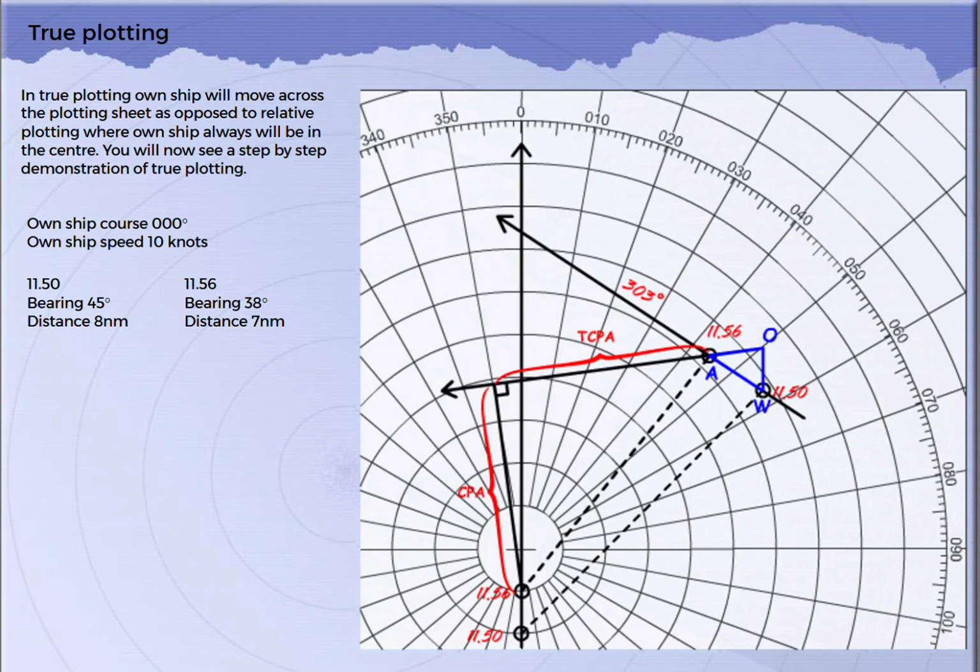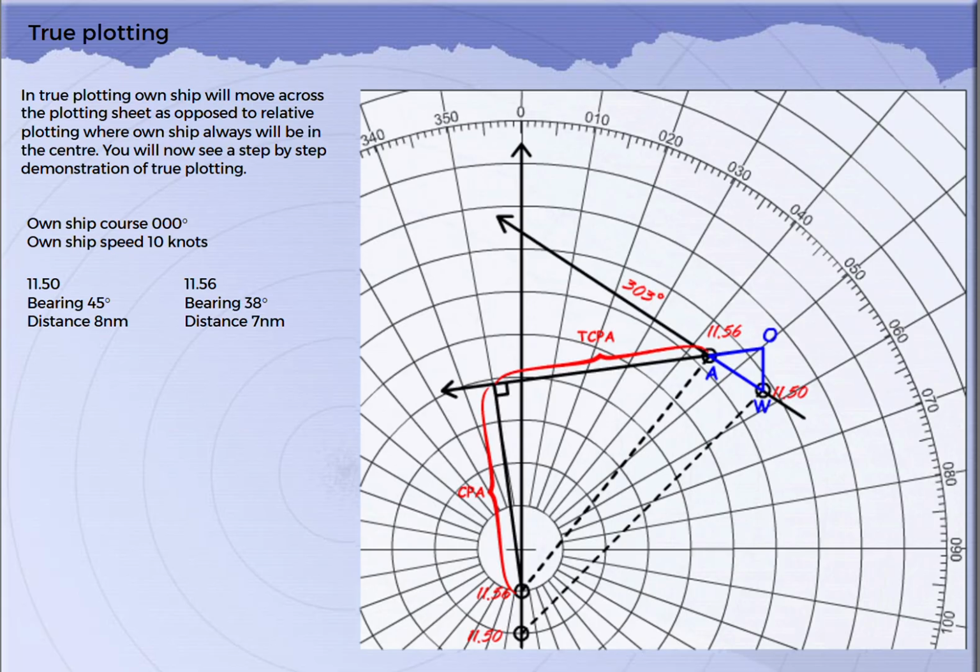To find the CPA and TCPA, we have to construct the relative motion triangle. Since we know the target's true course and speed, we can find its relative motion by drawing a line representing own ship course and speed. This line represents the target's relative course and speed. As you can see, we have now created the relative motion triangle, but this time the relative motion side was the unknown. Now you can find the CPA and TCPA.